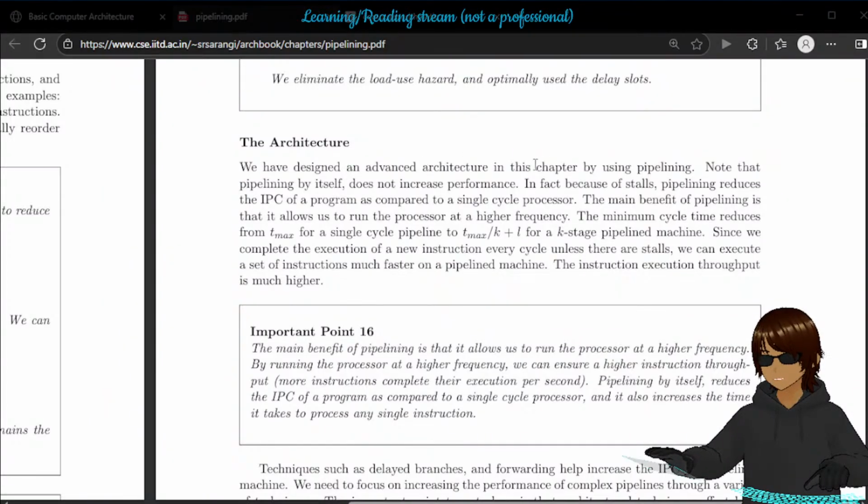We have designed an advanced architecture in this chapter by using pipelining. Note that the pipeline by itself does not increase performance. In fact, because of stalls, pipelining reduces the IPC of a program as compared to a single cycle processor. The main benefit of pipelining is that it allows us to run the processor at a higher frequency. The minimum cycle time reduces from Tmax for a single cycle processor to Tmax over K plus L for a K-stage pipeline machine. Since we complete the execution of a new instruction every cycle unless there are stalls, we can execute a set of instructions much faster on a pipeline machine. The instruction execution throughput is much higher.